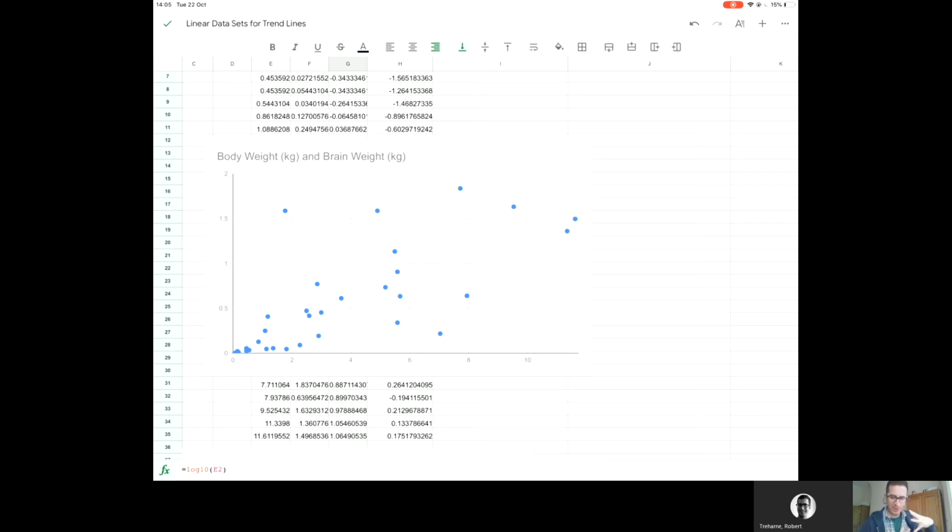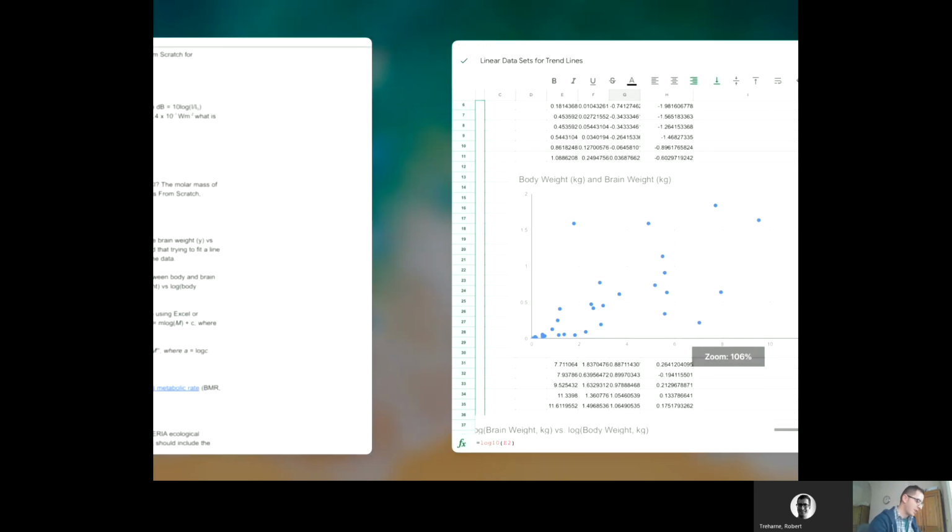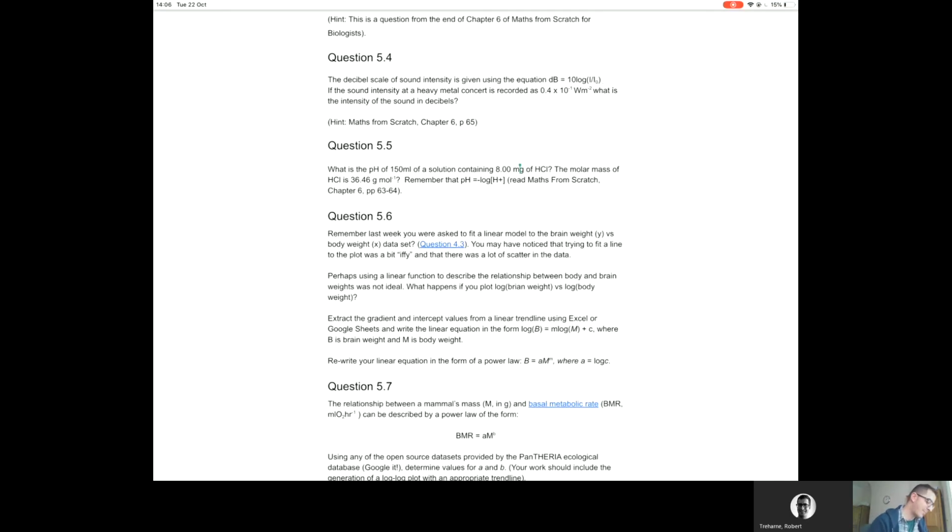What if there was some other model that I could apply to it? So what this question is getting you to do, let me read the question. I've said perhaps using a linear function to describe the relationship between body and brain weights was not ideal. What happens if you plot the log of brain weight versus the log of body weight? And when I say log, I mean log to the base 10. So shall we do that? How do we do that?